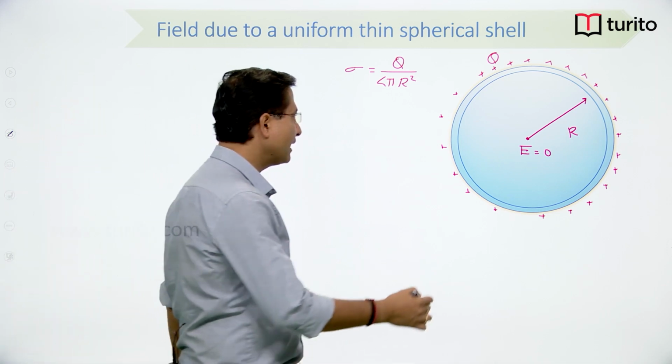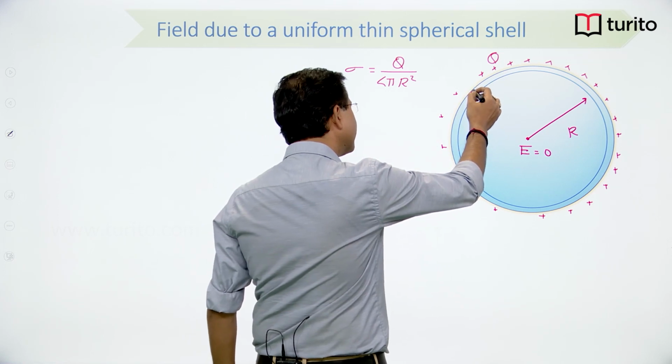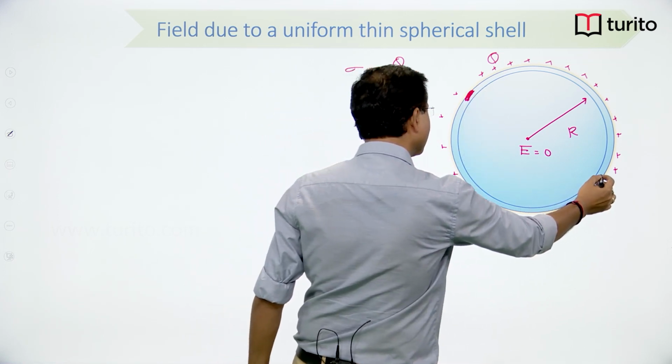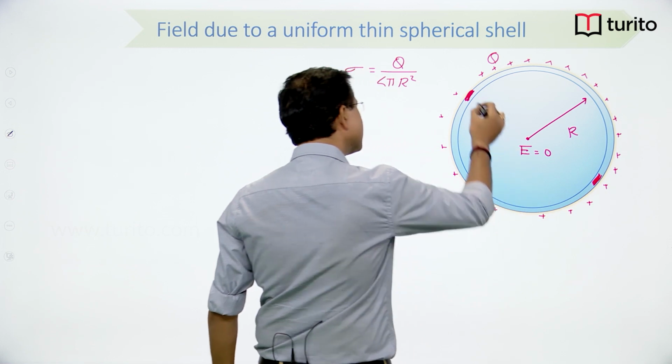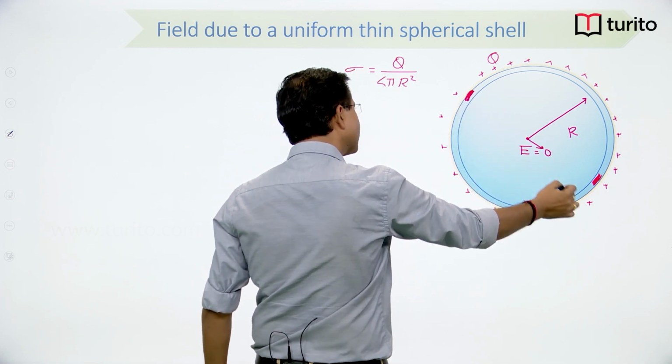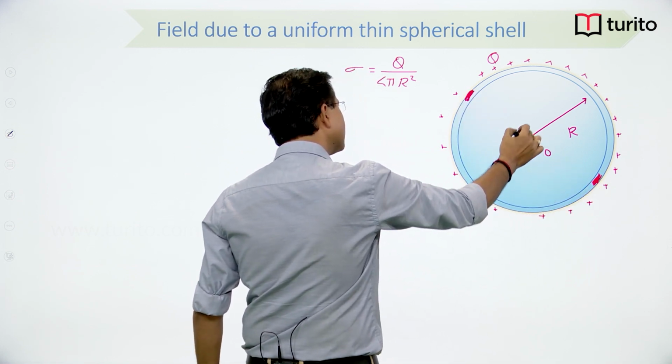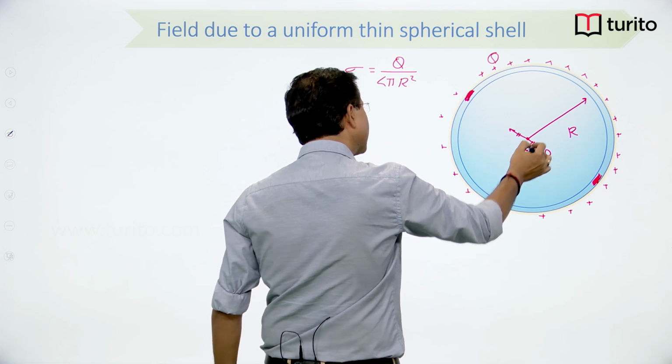If you take an element diametrically opposite, this element will produce a field in this direction, and this element will produce a field in this direction, and these two will cancel each other.